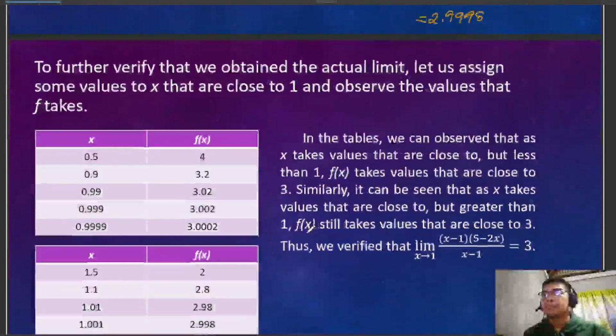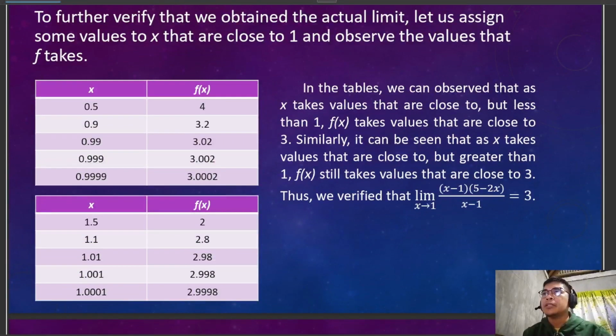Okay. So here, to further verify that we obtain the actual limit, let us assign some values to x that are close to 1. So this is only an example. Actually, the tip here is that the values should be closer to the given approach, or the value of a. So since it is 1, the values close to it are 0.99 for the left side, and for the right side we have 1.001. So as you observe earlier, 0.5 is 4, 3 point, and so on.